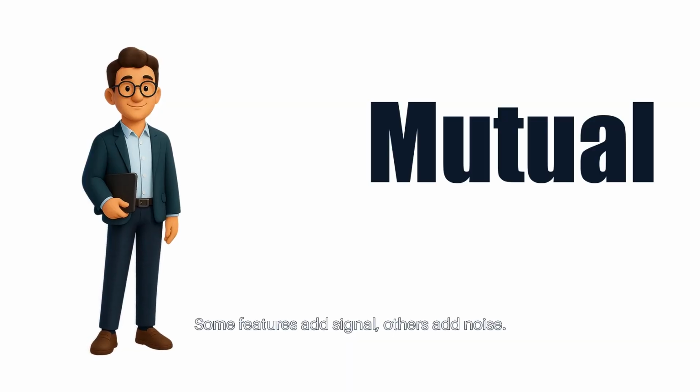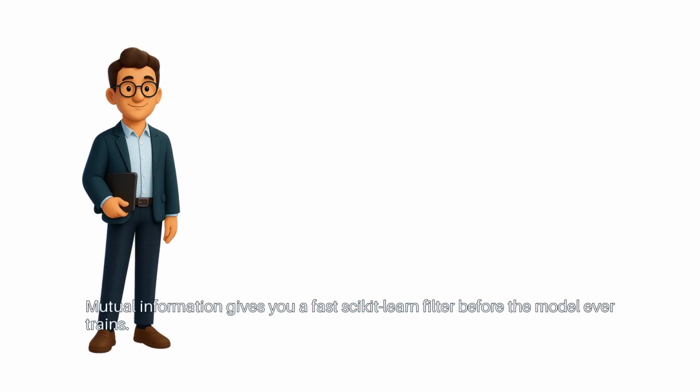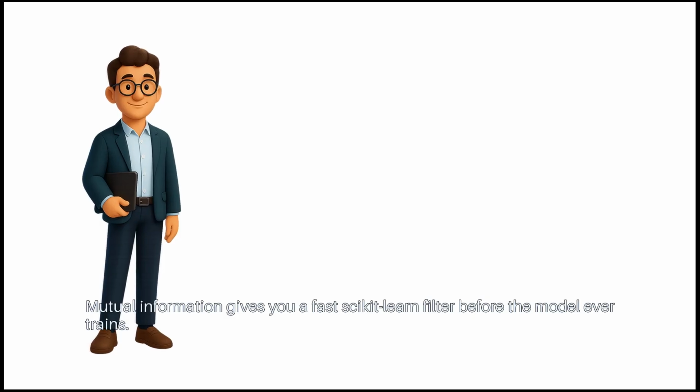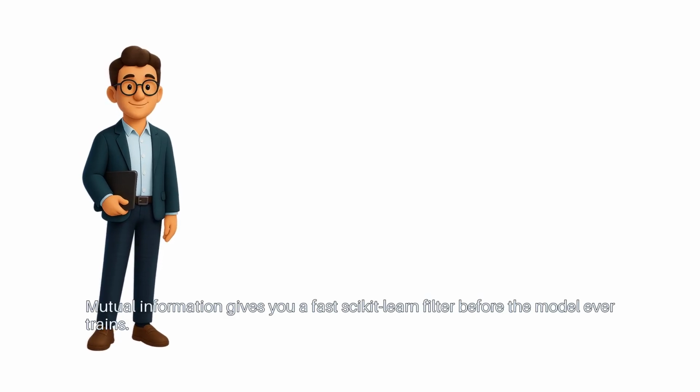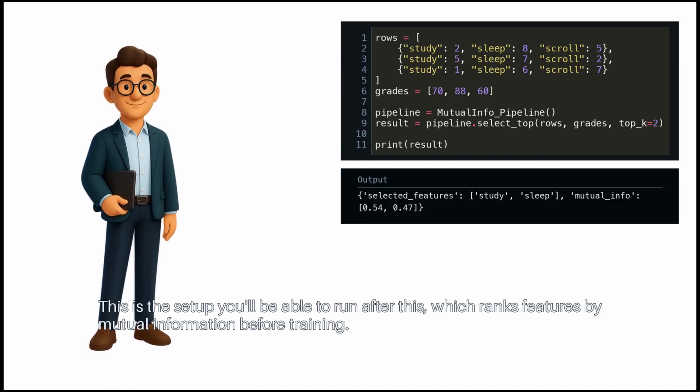Some features add signal, others add noise. Mutual information gives you a fast scikit-learn filter before the model ever trains. This is the setup you'll be able to run after this, which ranks features by mutual information before training.